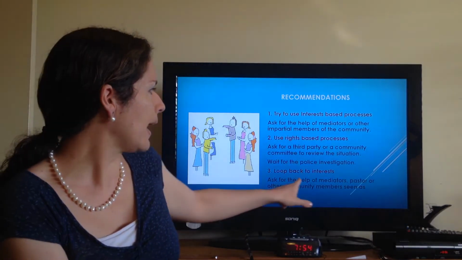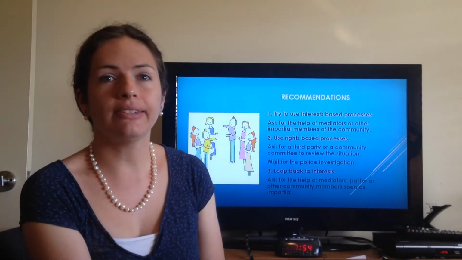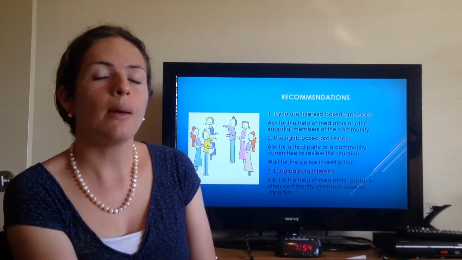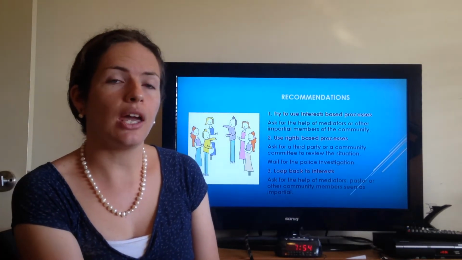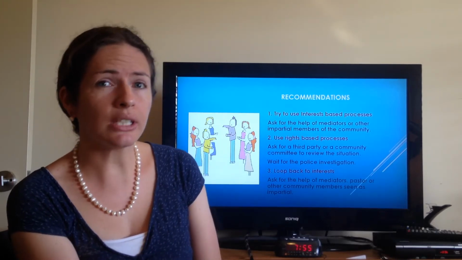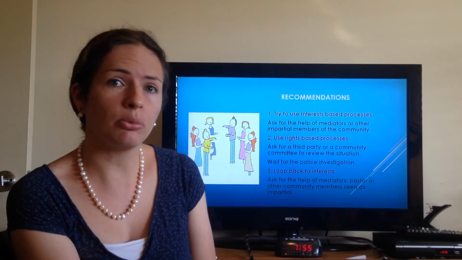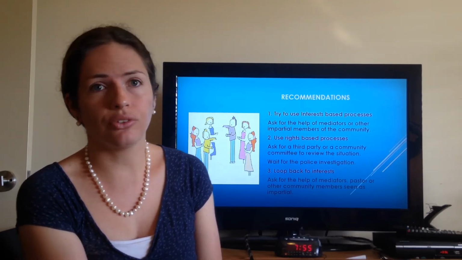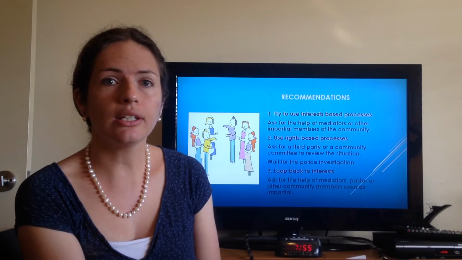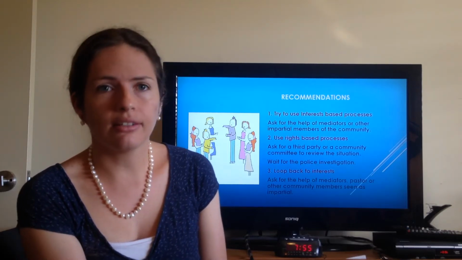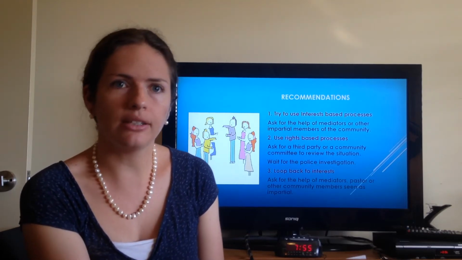And in regards to looking back to interests, I believe, Mr. Jones, that at the moment you are using power-based processes which are damaging the community a lot, as I explained before, and it is also damaging your reputation and your safety in the community, and both parties' safety is involved at the moment.